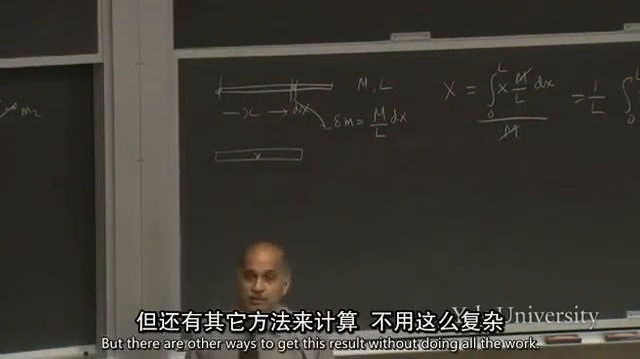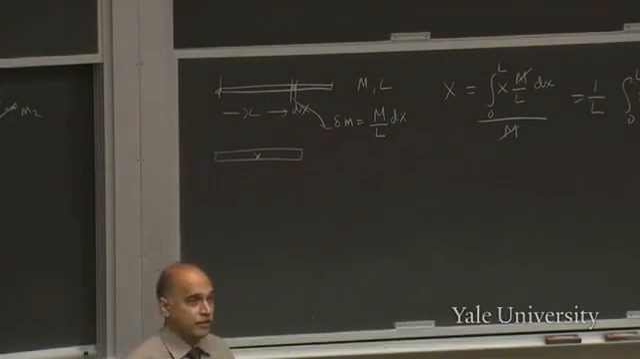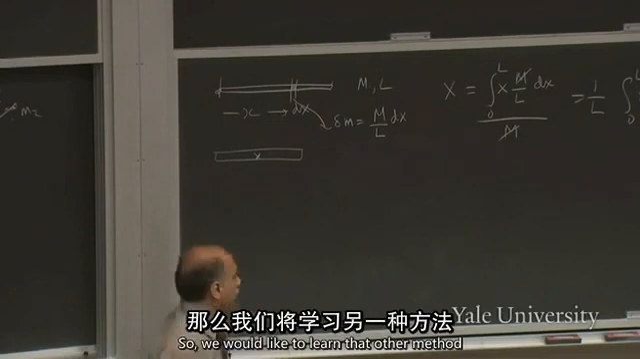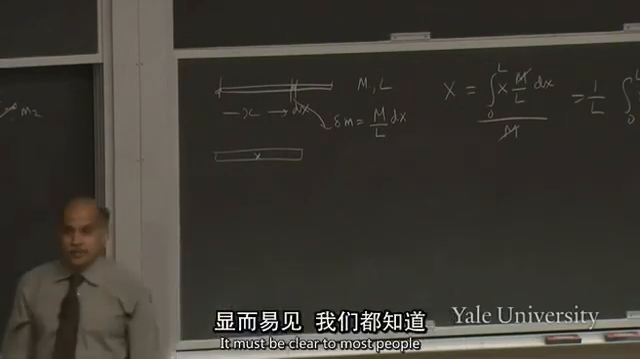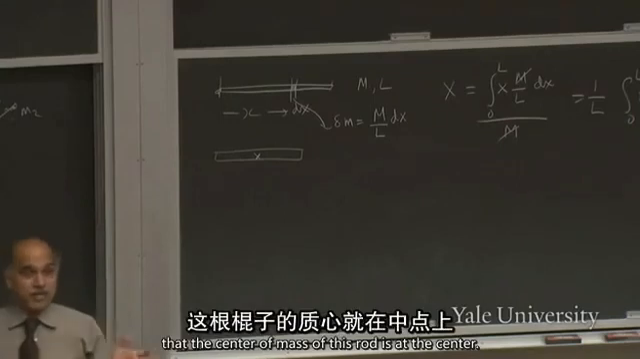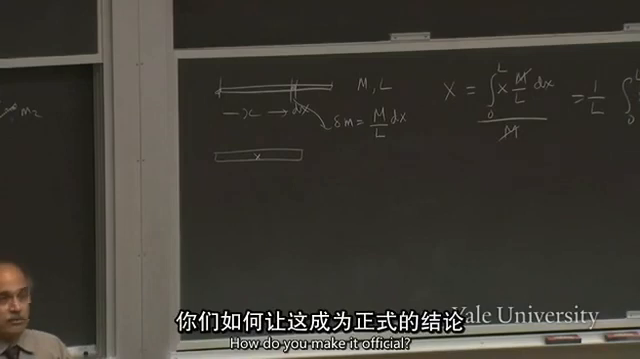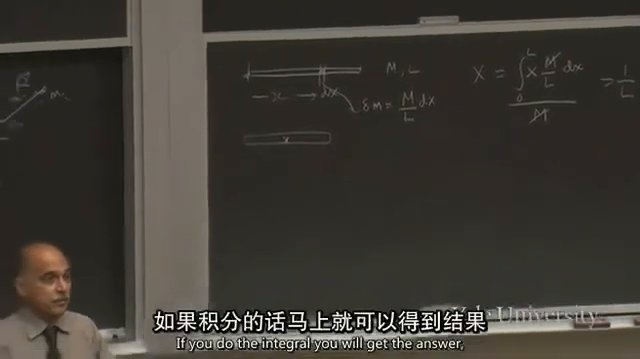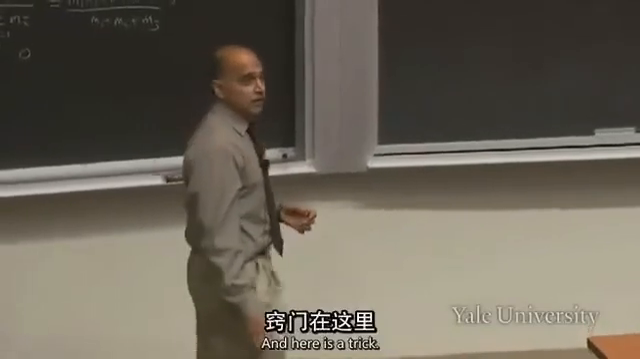But there are other ways to get this result without doing all the work. Okay? So we would like to learn that other method because it will save you a lot of time. It must be clear to most people that the center of mass of this rod is at the center. But how do we argue that? How do you make it official? If you do the integral, you will get the answer, but I want to short circuit the integral. And here is the trick.